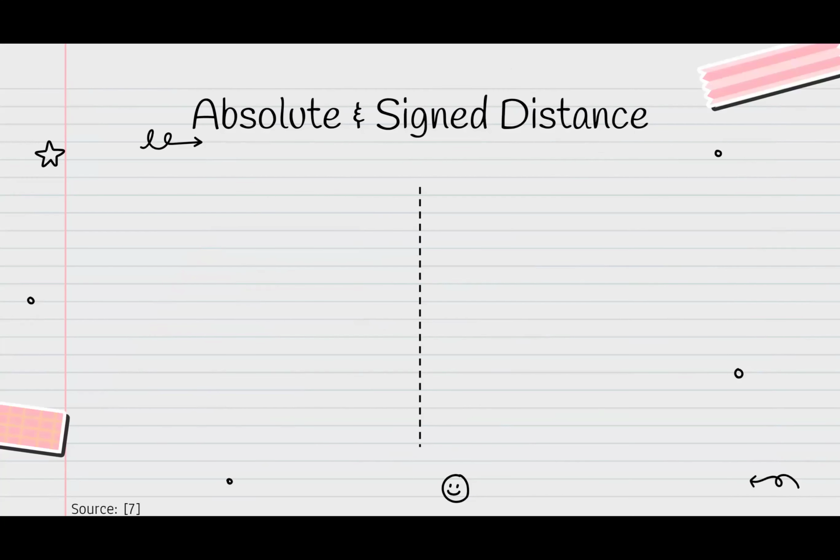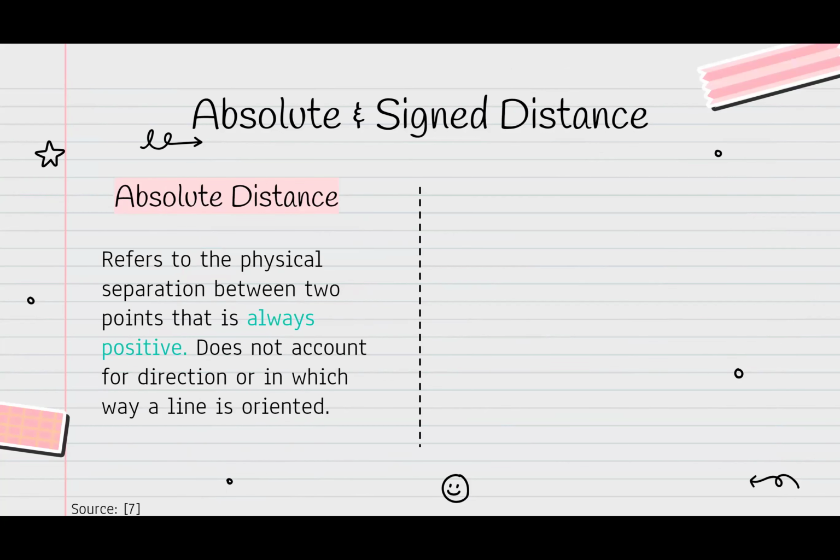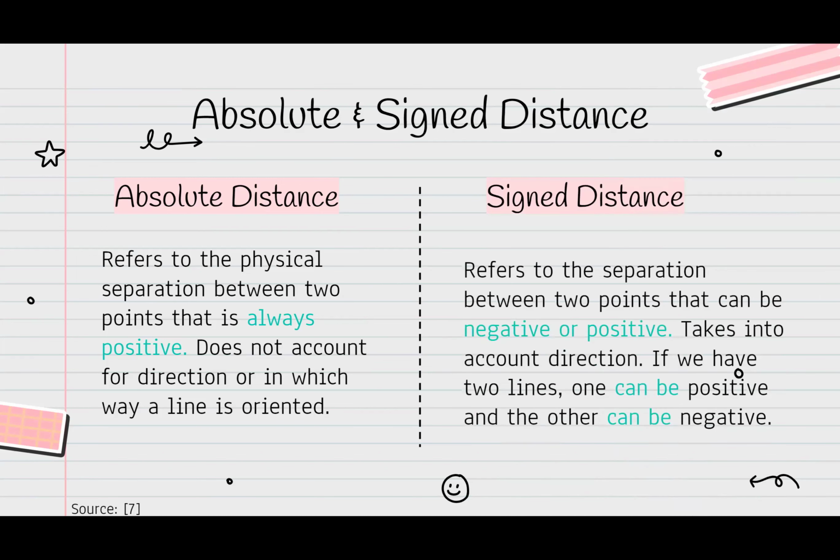So then we will have absolute and sine distance, which are our two cases. Absolute distance refers to the physical separation between two points that is always positive and does not account for direction or in which way a line is oriented. Whereas sine distance refers to the separation between two points that can be negative or positive, and this takes into account direction. If we have two lines, one can be positive and the other can be negative.